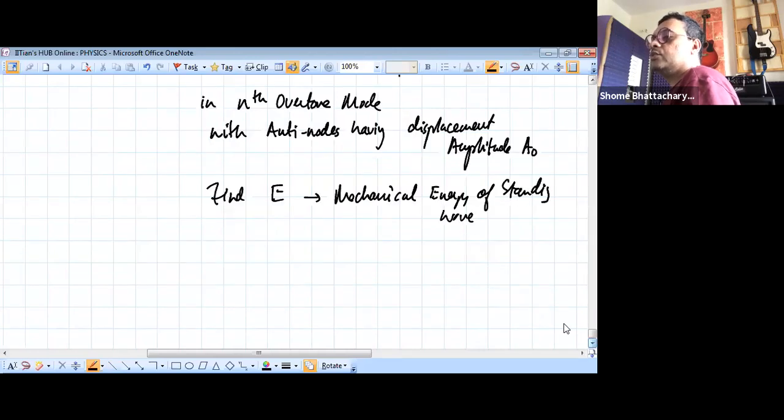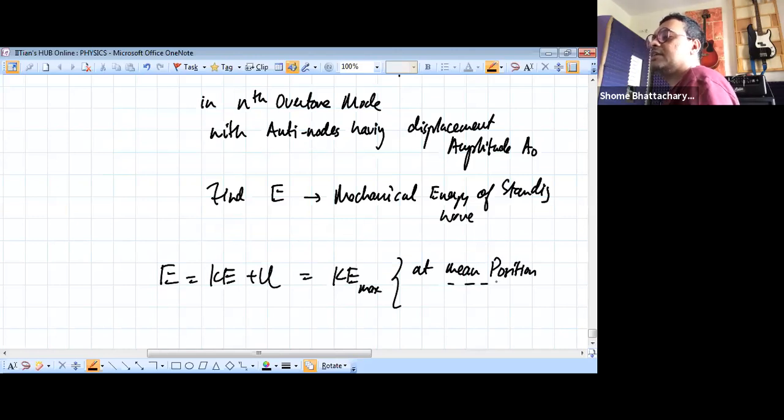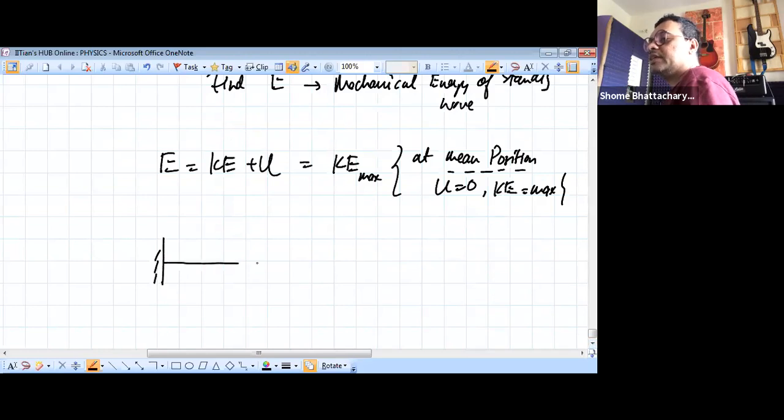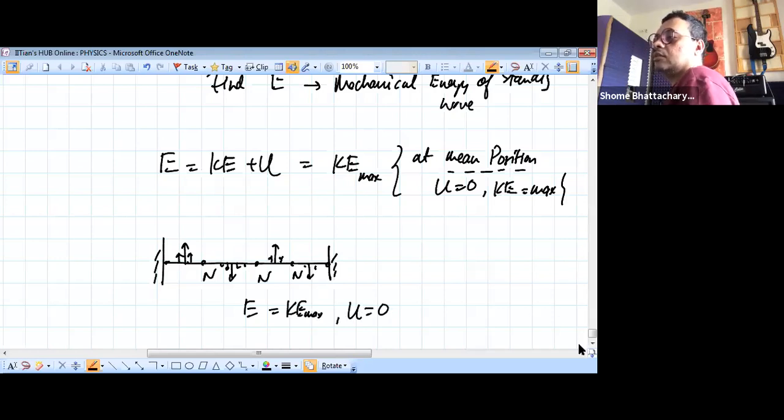So here we use a trick. We know that the total mechanical energy at any point of time is the sum of kinetic energy plus potential energy, which will be equal to the maximum kinetic energy, because maximum kinetic energy occurs at the mean position. That is, all particles are simultaneously at the mean position. So at that point of time, the potential energy is zero and kinetic energy is maximum. So that is when the string is straight. But obviously, suppose all these points are nodes, then some of these particles have kinetic energy like this, some of them have motion like this. So this is the state where the string has energy in the form of maximum kinetic energy, but potential energy is zero.